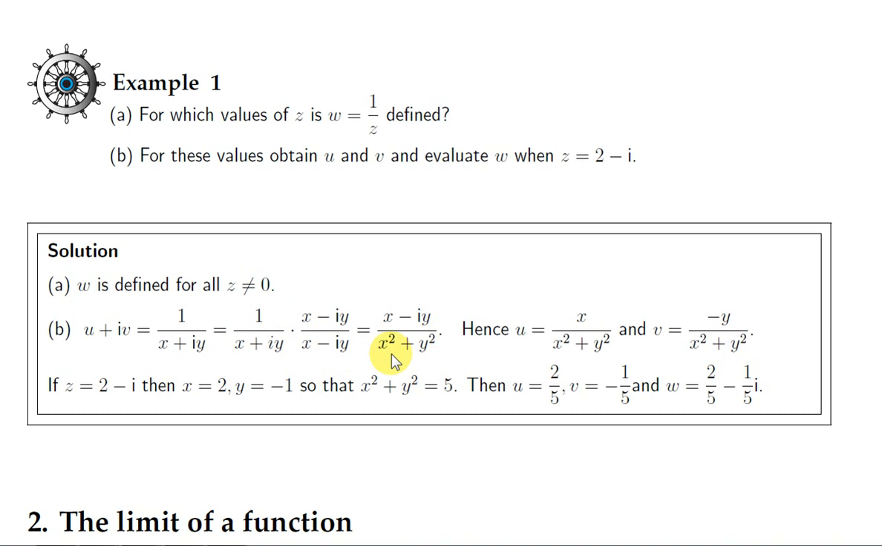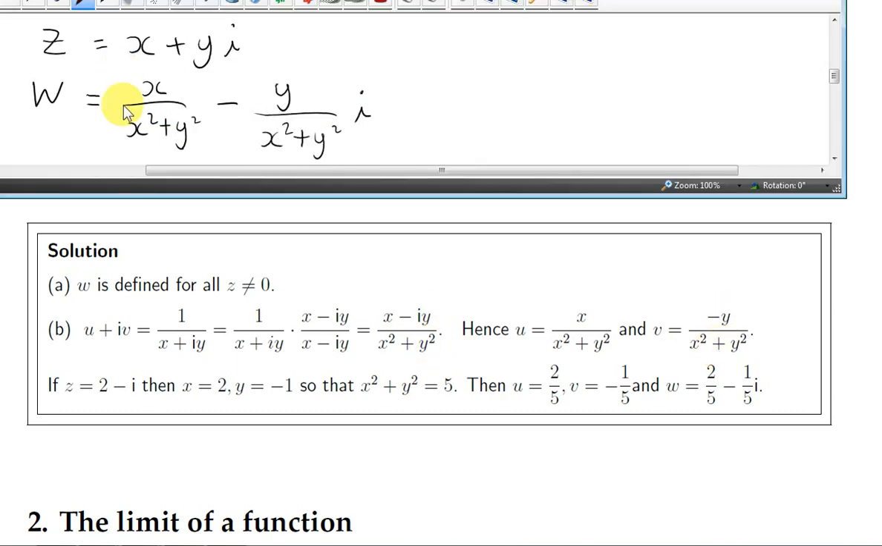Now this is a single complex number. To see the real part, we just take x over the common denominator of x squared plus y squared. And then we take the coefficient of i, minus y over x squared plus y squared, for the imaginary part. So now we can write w like this. So if z is x plus yi, then w is given by this here. And this is unique. For a given complex number, we just have one image.